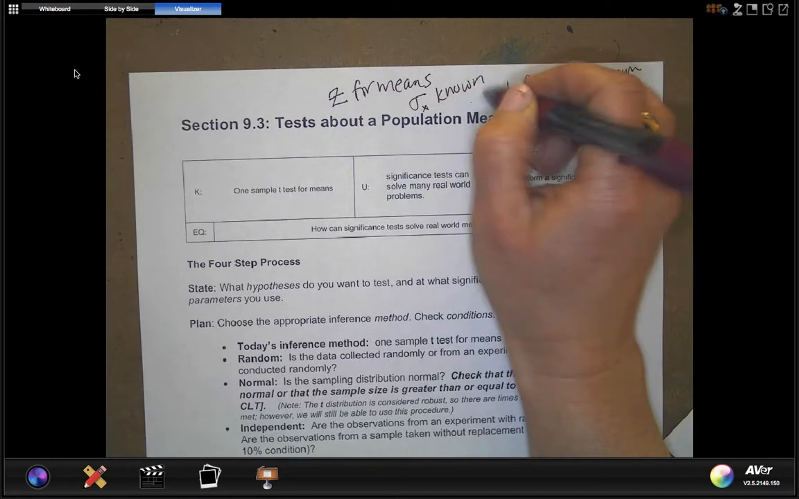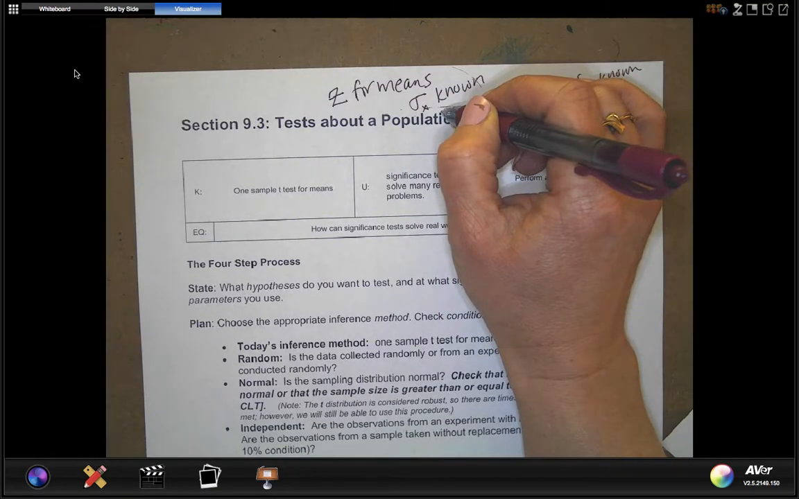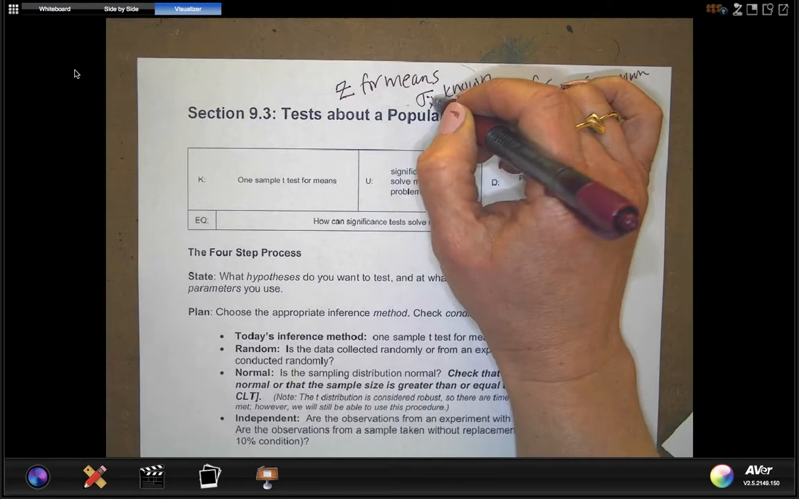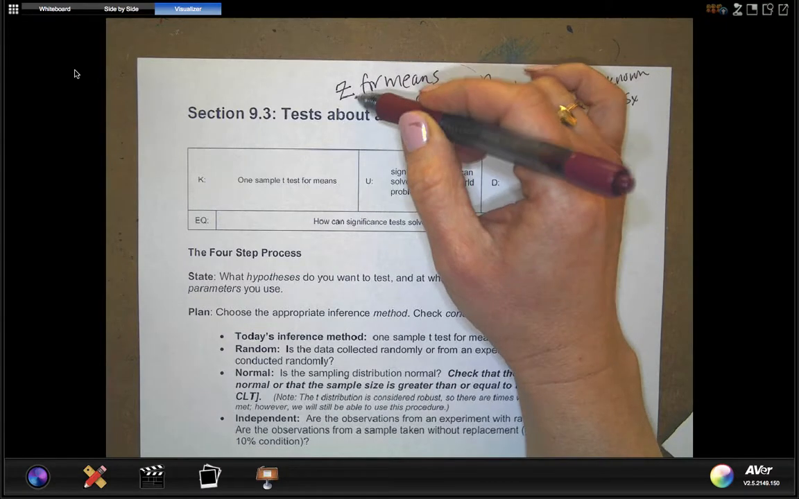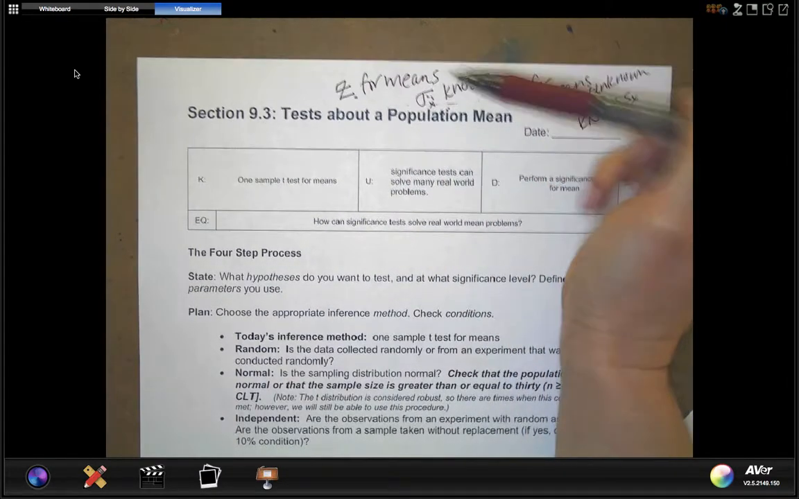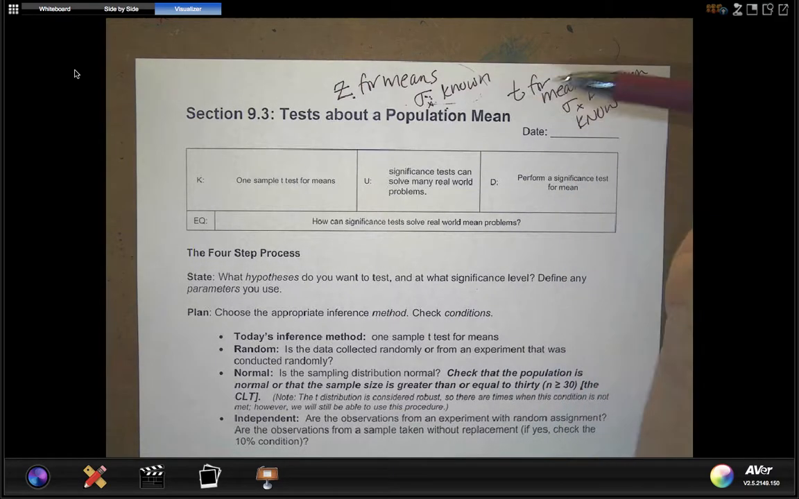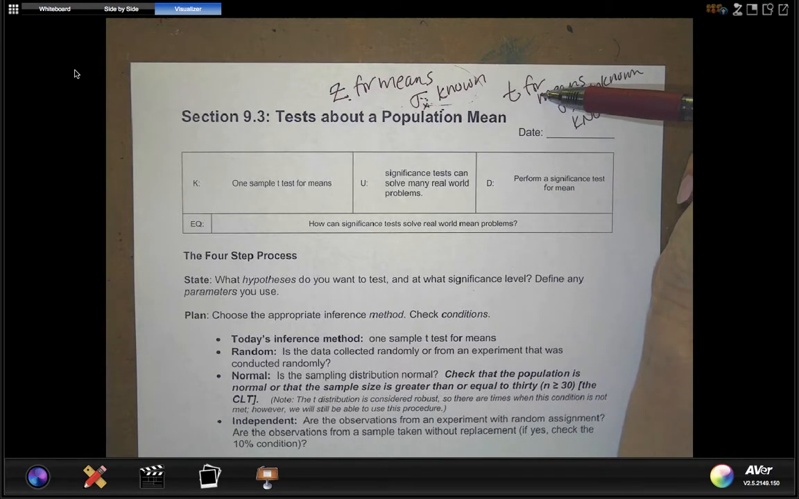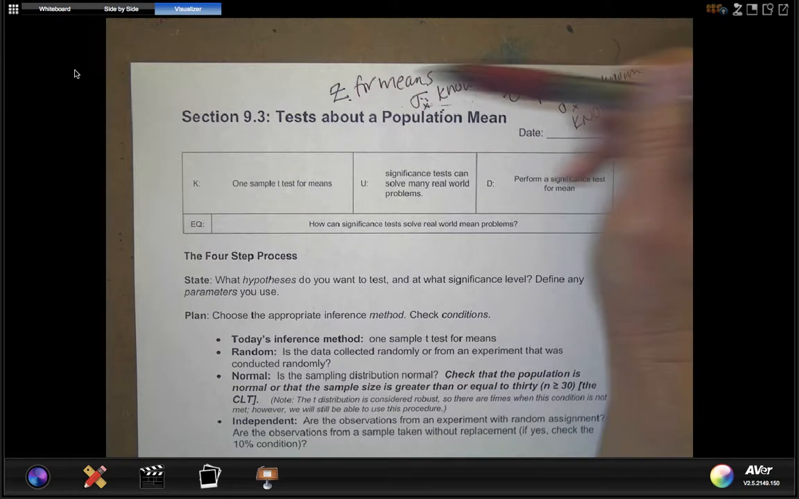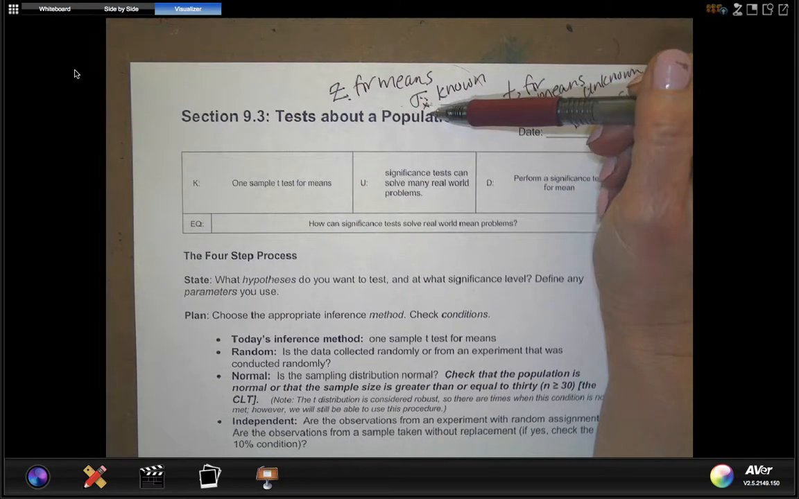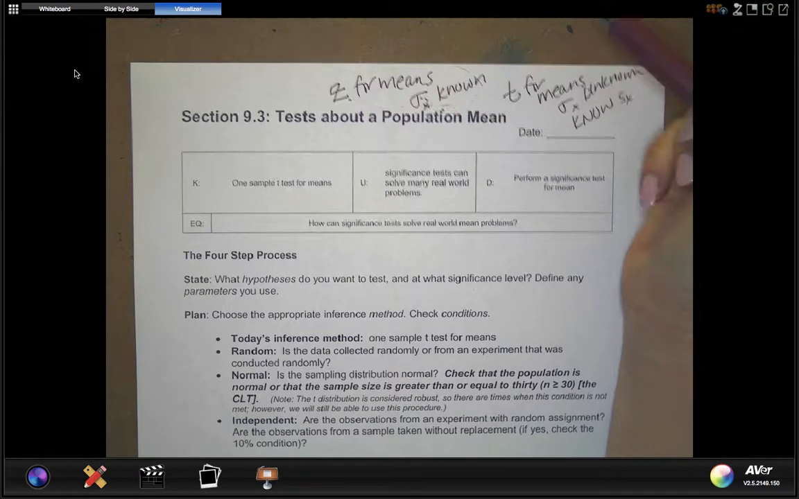We did like one example back in chapter 8, but then we kind of realized that using Z really wasn't realistic, because if we were trying to estimate the mean, we wouldn't know the population standard deviation. So we pretty much use T all the time. So in this chapter, we're just going to use T. It's not that it's not possible. It can be done. It's just that your book doesn't focus on it, okay?